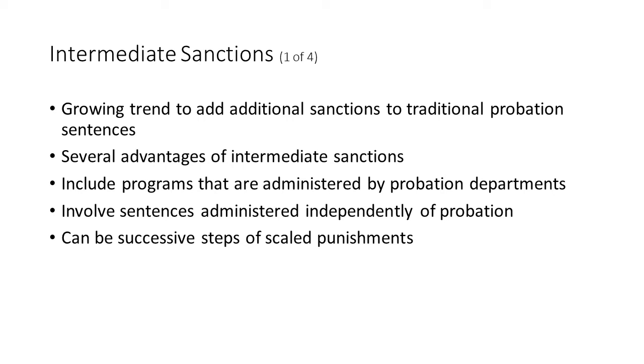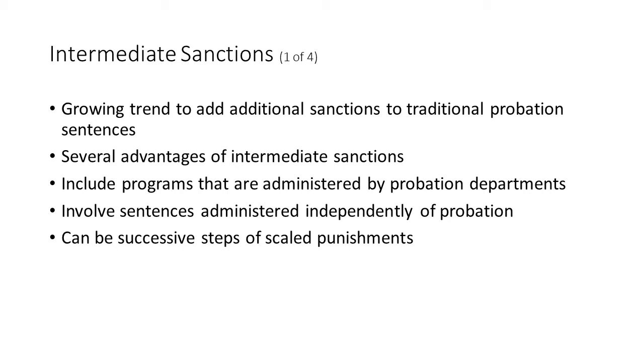All right, let's talk about intermediate sanctions. These are penalties that fall between probation and prison or jail. They're usually community based, such as a more intense form of supervision or home confinement, for example. There's a growing trend to add additional sanctions to traditional probation sentences.